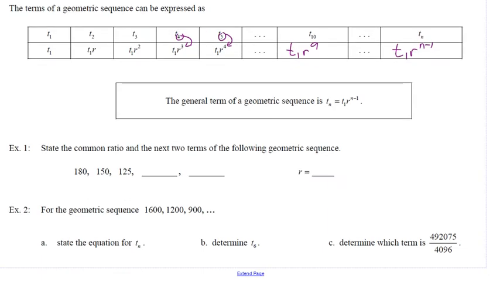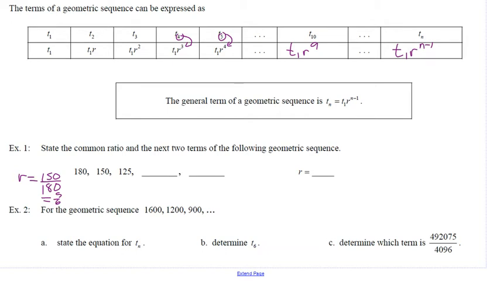And we got some examples to do. State the common ratio and the next two terms of the following geometric sequence. Now this isn't really obvious at first, right? It's not like going 2, 4, 8, 16, you can kind of see. So what we might want to do is like, all right, well, I know that R is equal to any term divided by the preceding term, right? 150 over 180, which reduces to 5 over 6, right?